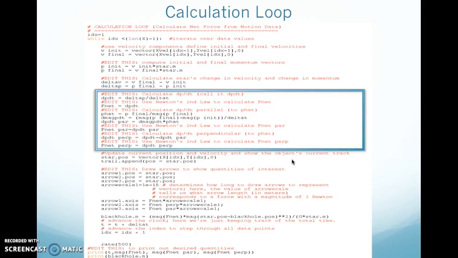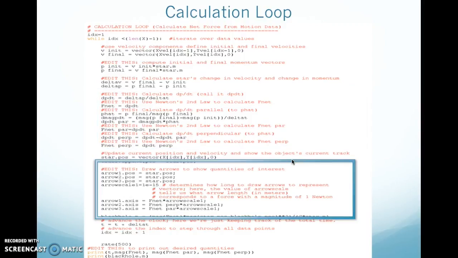To find dp/dt parallel, we multiply this by the p hat vector, which is calculated above. We can then set this equal to the parallel component of the net force. We can find dp/dt perpendicular by subtracting dp/dt parallel from the total dp/dt, because the two components add up to equal the total dp/dt. We can then set this equal to F net perpendicular.